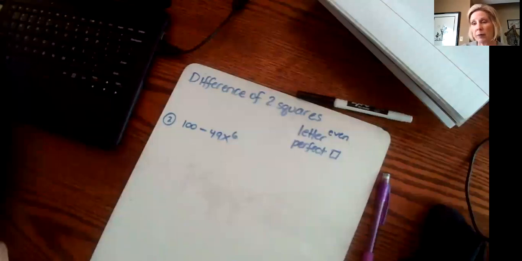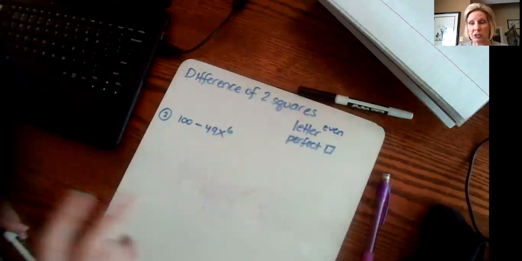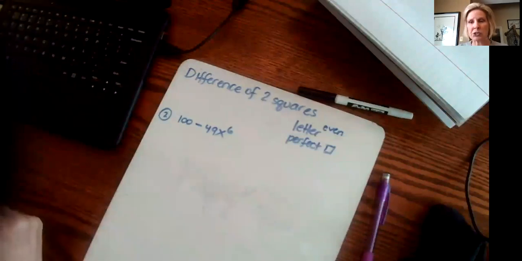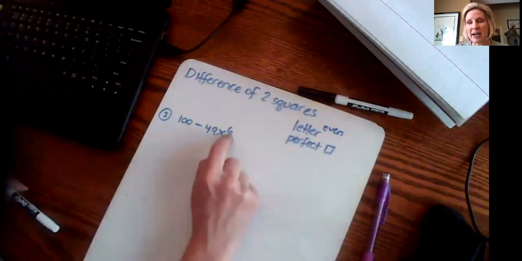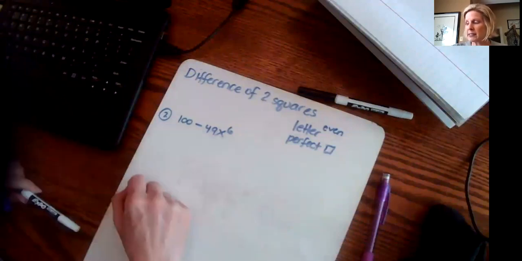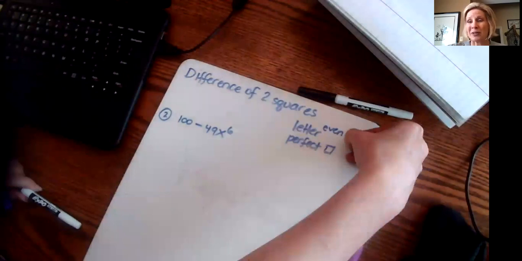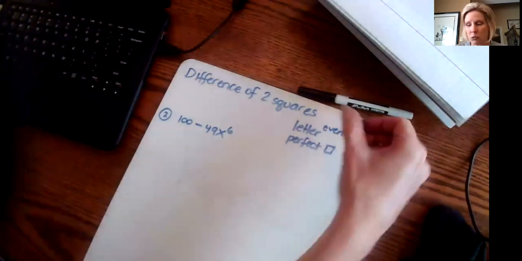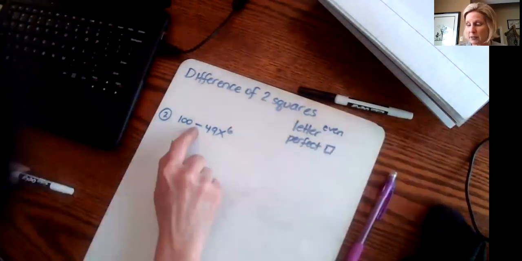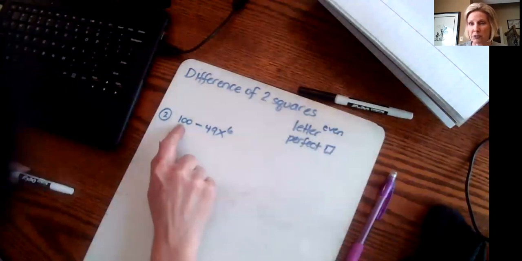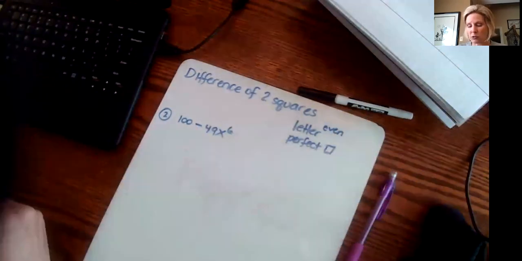Our second problem is really easy. We're going to just make 2 changes that I don't want you to get upset about. I just want you to go, it's fine. X to the 6th, that is a higher exponent, but remember, since it's a letter to an even exponent, we know it's a perfect square. It's still a difference. 49 and 100 are both perfect squares, so it's still a difference of perfect squares.